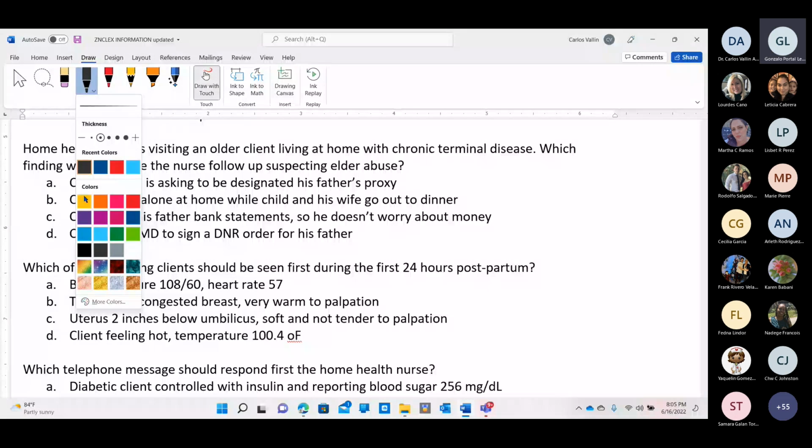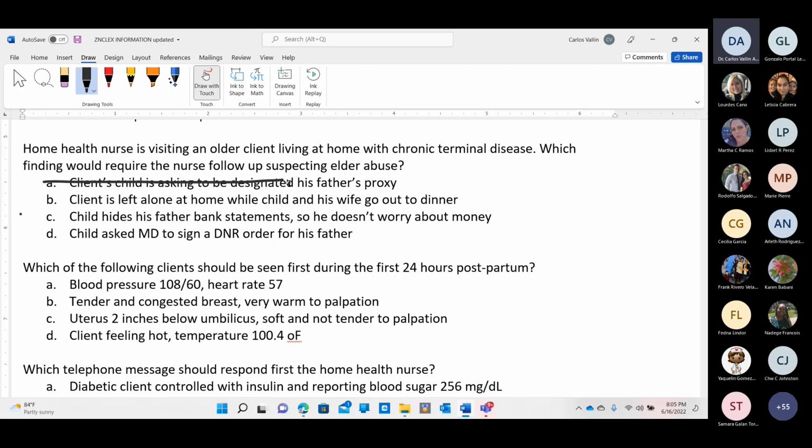No, I don't think so. I don't think so either. Okay, so I can rule it out because, on the contrary, it suggests that he is caring, no? Option B: the client is left alone at home while the child and his wife go out to dinner. What do you think? Could be. Yes. So let's put a question mark here.